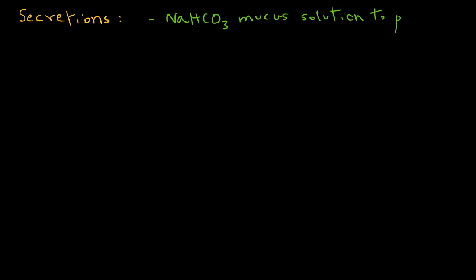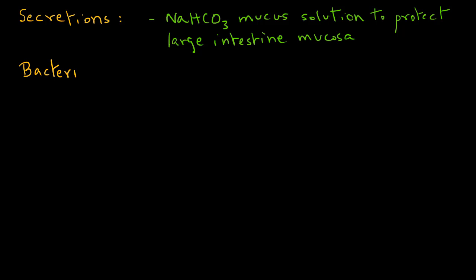The secretions in the large intestine involve a sodium bicarbonate mucus solution, and the purpose of that is mainly to protect the large intestine mucosa, both from chemicals that are produced by the fermentation, and also for providing lubrication for the contents to be transported to the distal part of the large intestine.